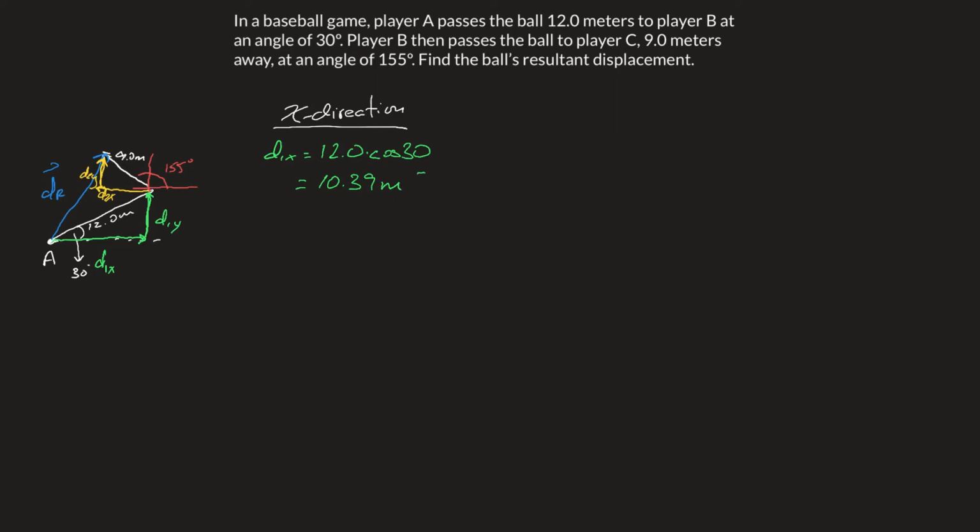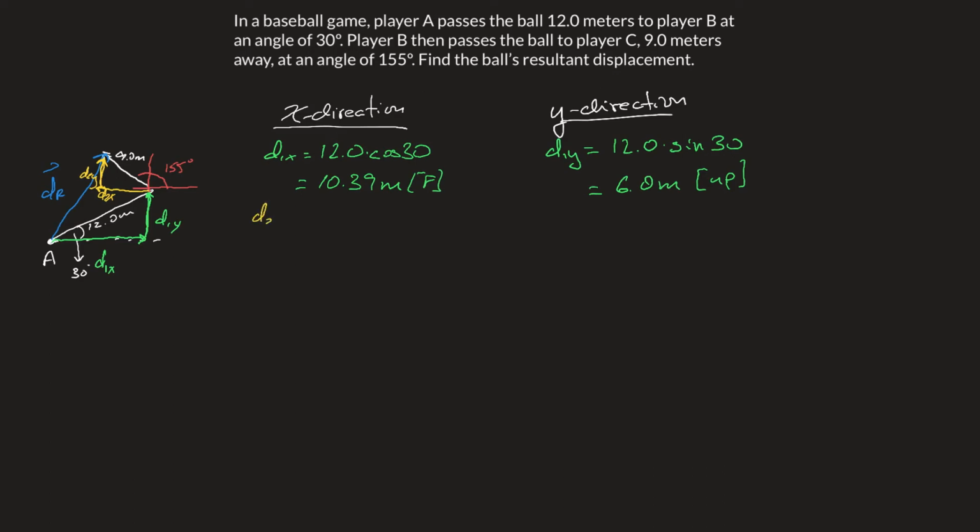And that's in the forward or right direction. So we're going to call it forward. Or you could say east or whatever direction you want to use. In our y direction, we have d1y, and that's going to be equal to 12 meters times the sine of the angle. So that gives us 6.0 meters. And if you're looking at your diagram, that's in the up direction. Remember, we're going to decide that forward and up are positive, down and backwards are negative.